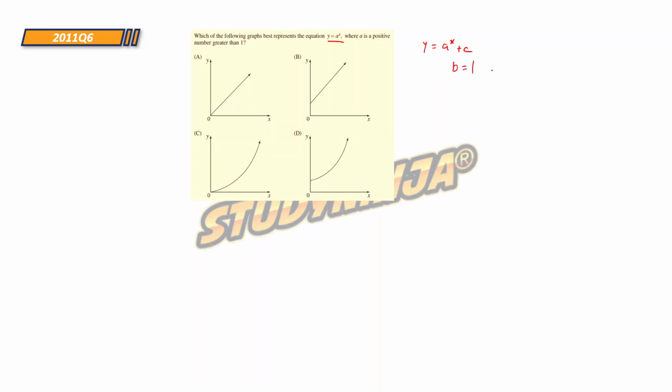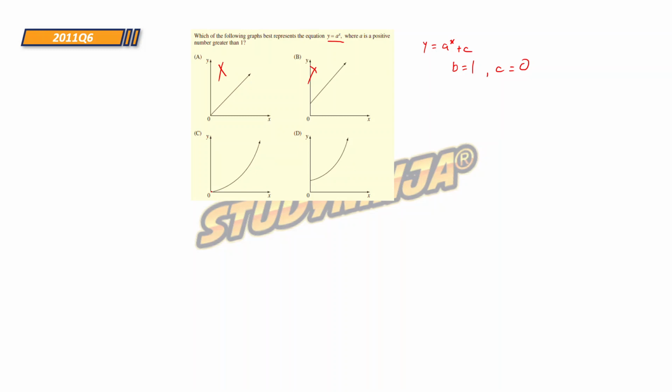So you already know b is equal to 1 and c is equal to 0. Now the way to answer this question is, if you know the properties, just start eliminating what you think can't be the right answer, because these two are straight lines, they both can't be the right answers, right? Then that pretty much leaves you with these two options, right?